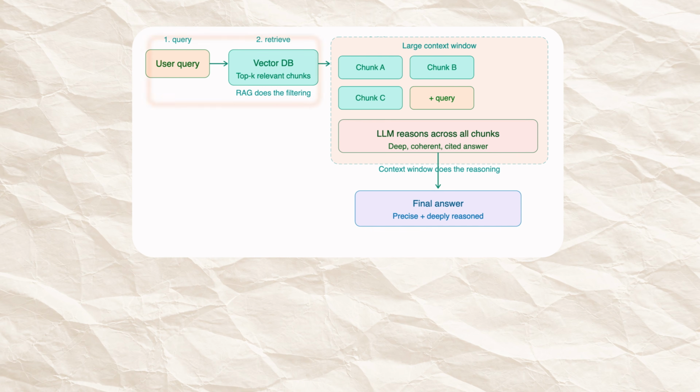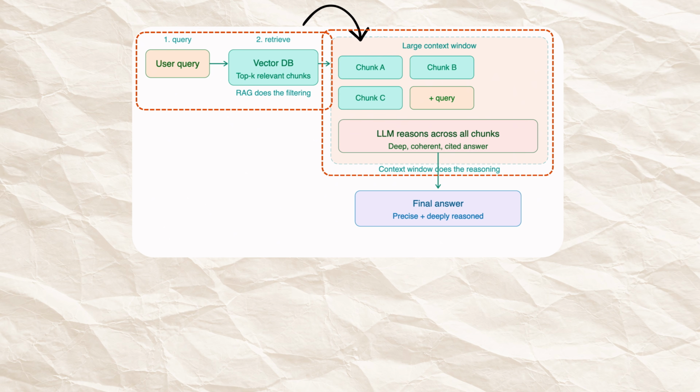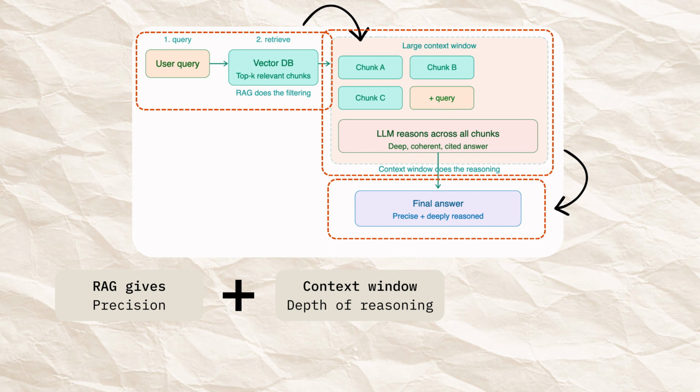So is RAG really dead? Answer is no. Is context window the final answer? Again, answer is no. Here is my actual take. The smartest builders right now are using both together. They use RAG to retrieve the most relevant pieces from a huge body of knowledge and then use the context window to reason deeply over those pieces. That gives you precision from retrieval and depth from the model.